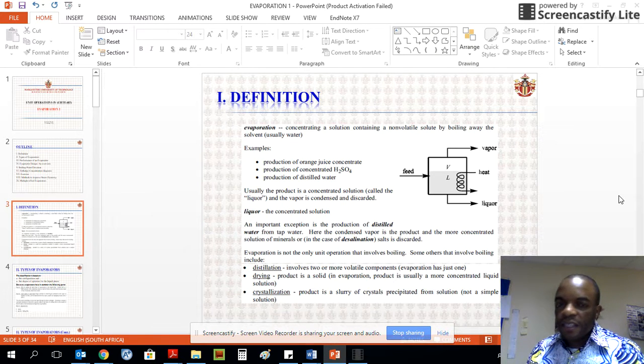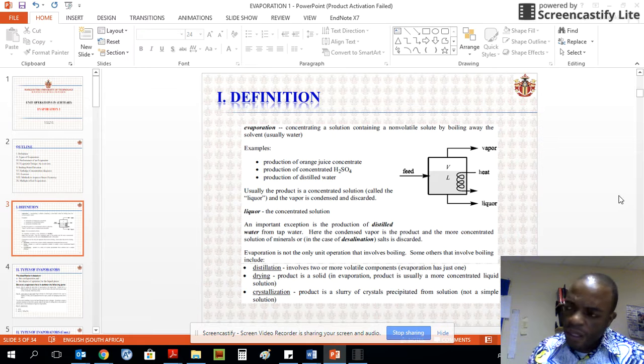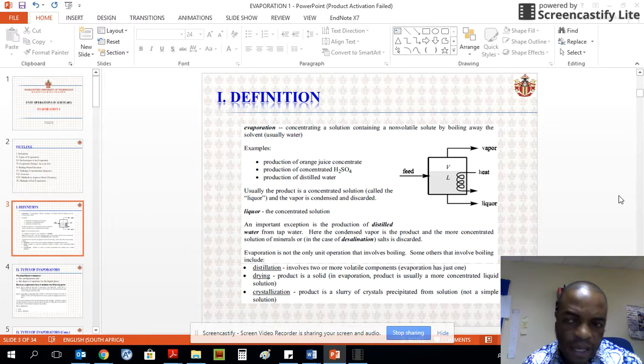Now, to evaporate is to concentrate a solution which contains one non-volatile solid, and this is done by boiling away the solvent. And in most practical industrial processes, like in the food industry, the solvent which is encountered there is water. So during evaporation, for example, water is removed from sugar juice or any fruit juice.